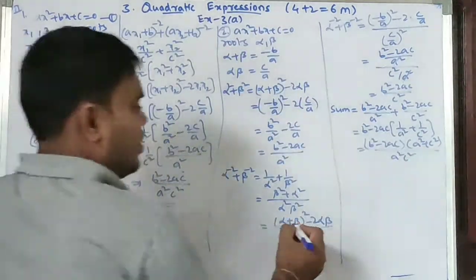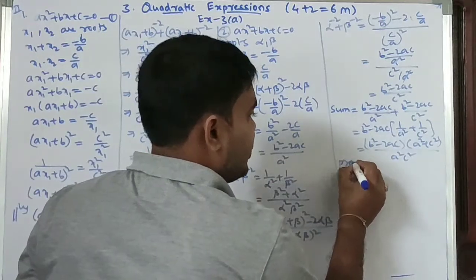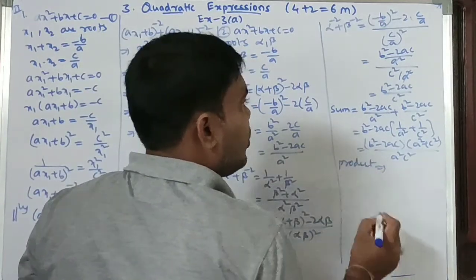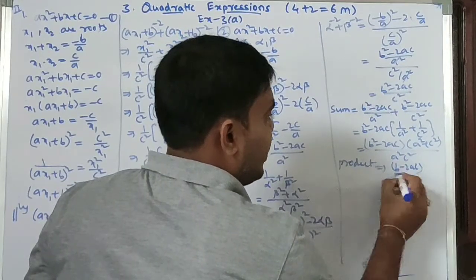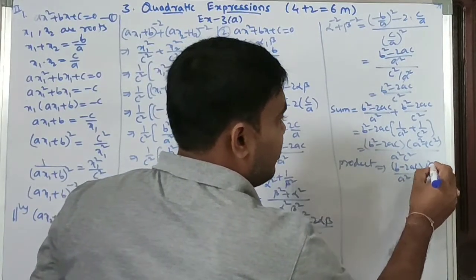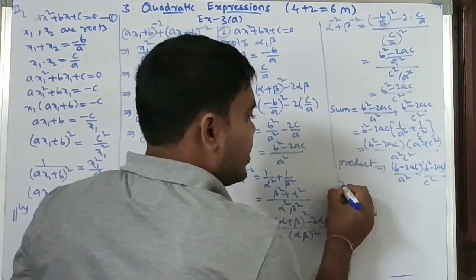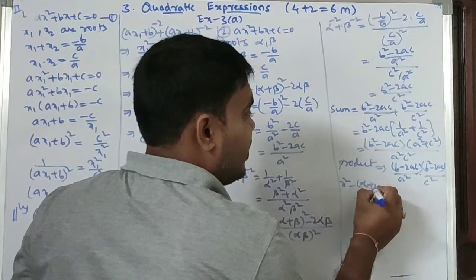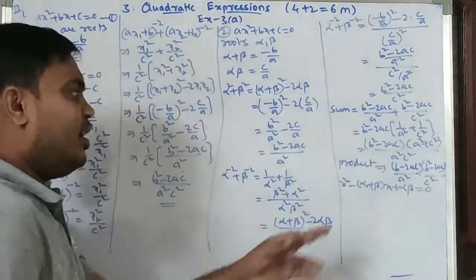Next, product, this one into this one, equal to (b square minus 2ac) by a square into (b square minus 2ac) by c square. So the equation is x square minus (alpha plus beta) into x plus alpha beta equal to 0. So this is the general equation.